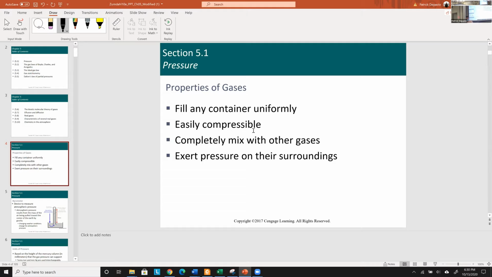Pressure is the force that an object puts per unit area, so F divided by A. And for gases, it's really the amount of force it puts on whatever container it's in. That's what the pressure is. So that's what we mean by it exerts pressure on the surroundings.